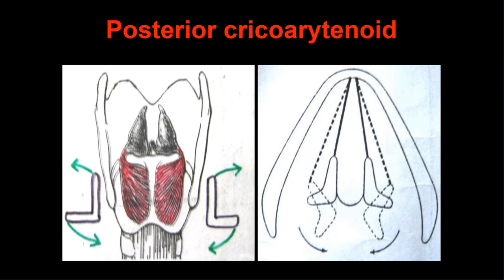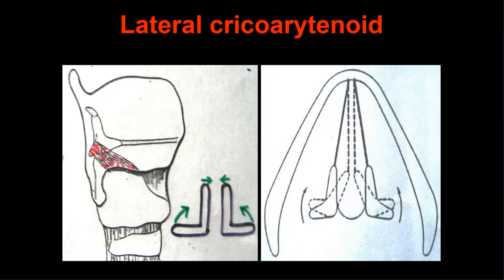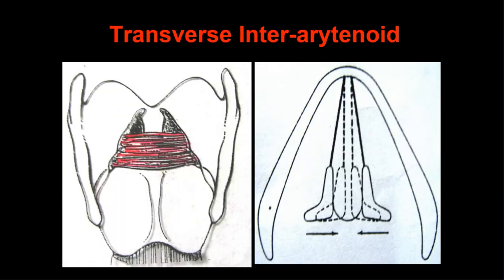So this is the posterior cricoarytenoid muscle, which is the only muscle responsible for the abduction of the vocal cords, the lateral movement of the vocal cords. This abduction is helpful during respiration. During inspiration, the vocal cords should be in the abducted position. The lateral cricoarytenoids are the adductors, and they are helpful during phonation.